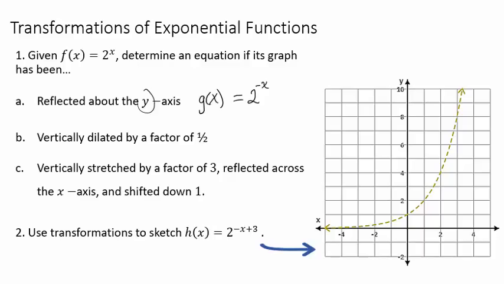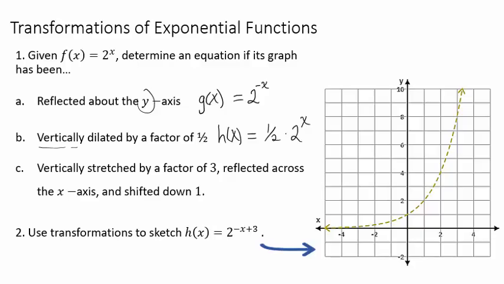Instead, if we want to vertically dilate f of x by a factor of 1/2, so I'll call this next function h of x, so that is directly affecting the y values, and so I am going to place a factor of 1/2 in front to get 1/2 times 2 to the x.